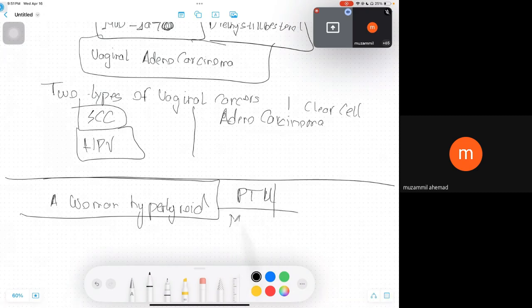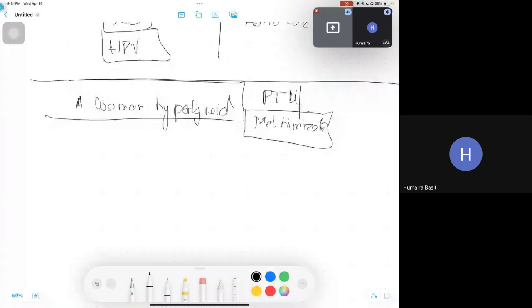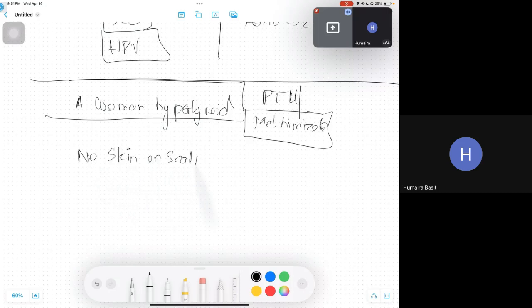So what does methimazole cause? Aplasia cutis. Basically, it is a congenital condition where skin is absent on the scalp. No skin on the scalp. So if there is no skin on the scalp, it means that this patient was taking methimazole.